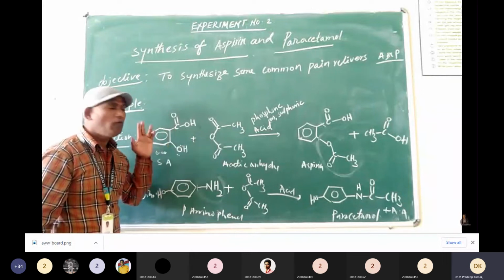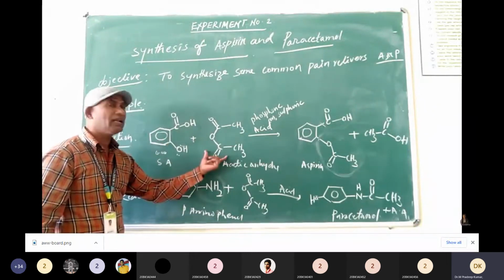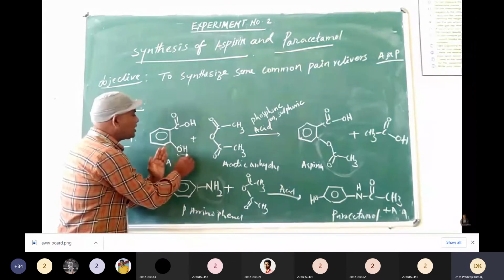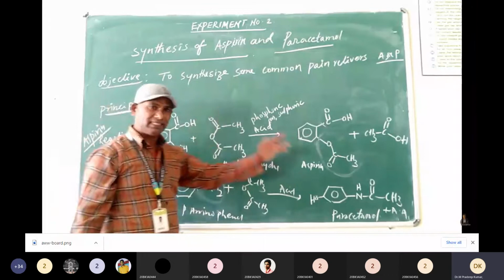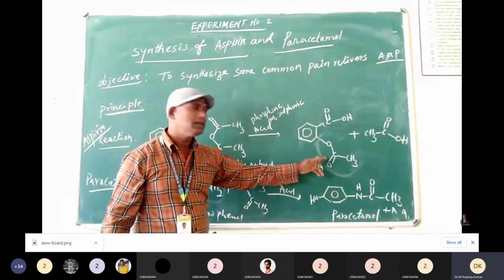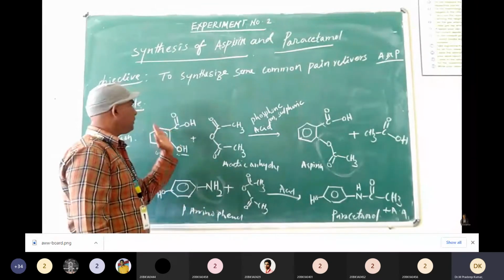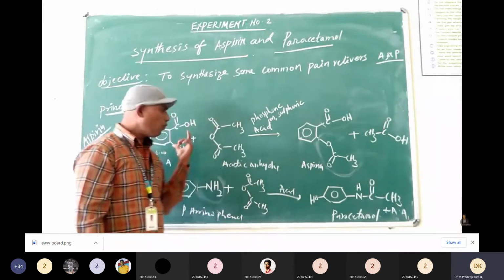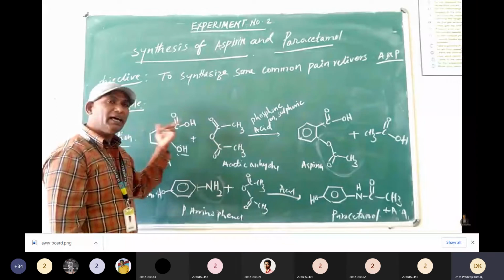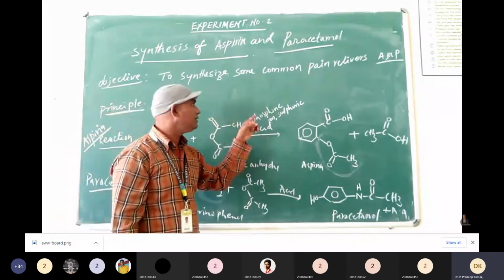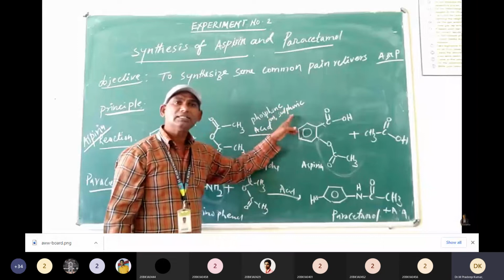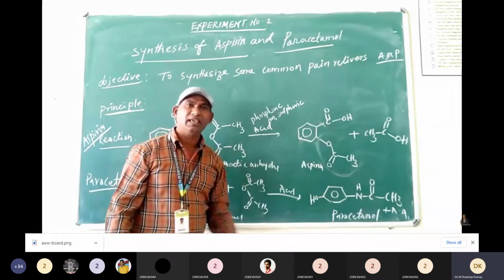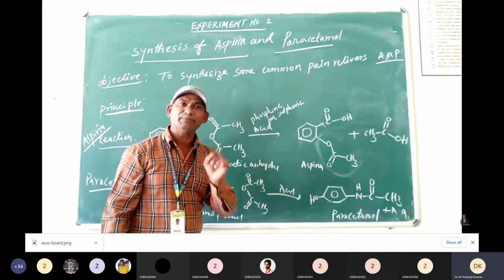This, when it reacts with acetic anhydride, the acetic anhydride reacts with the OH group to form the ester. When salicylic acid reacts with acetic anhydride in the presence of an acid, either phosphoric acid or sulfuric acid, it forms the aspirin compound plus acetic acid. So this is the aspirin reaction.